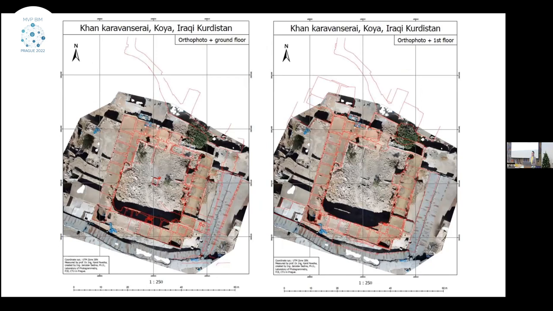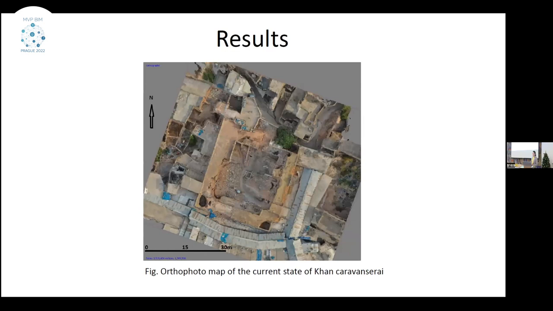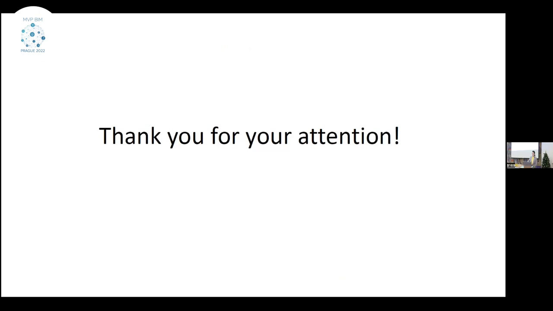And here are some of the preliminary results. We have an orthophoto of the ruins of the building with vectorized chambers, where we can detect which parts are present and require reconstruction and preservation as soon as possible. And here we have an orthophoto map of the current state of the caravanserai. Thank you for your attention.